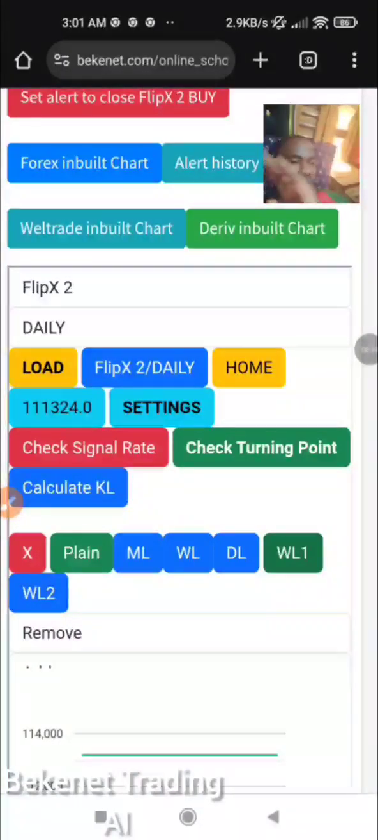For the new guys, follow the rules. Forget what you have been doing. It's not working. That is why you came to this platform. So follow the rules to the letter. Your stop loss is very important. Use your risk management. You understand?